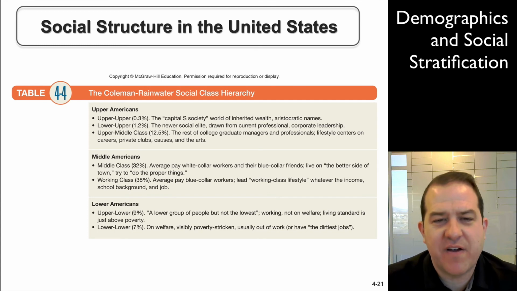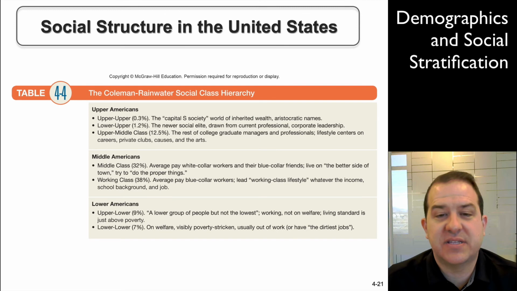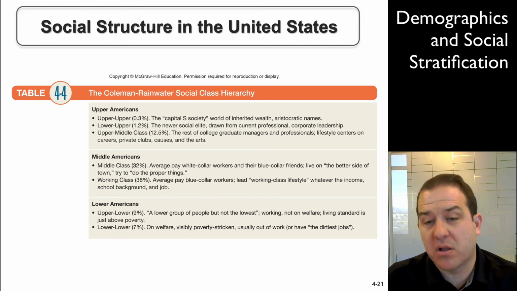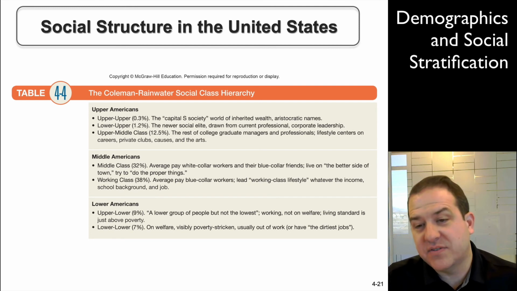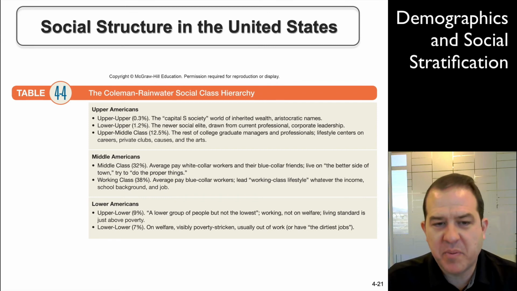So that's 12.5% of the groups. Then we have middle Americans. So we have middle class, which is the average pay white collar workers and their blue collar friends. They live on the better side of town and they try to do the proper things. This is a big chunk of people right here. And then we have the working class, which is another big chunk, which is average blue collar workers who lead working class lifestyles, whatever the income, school background, and job.